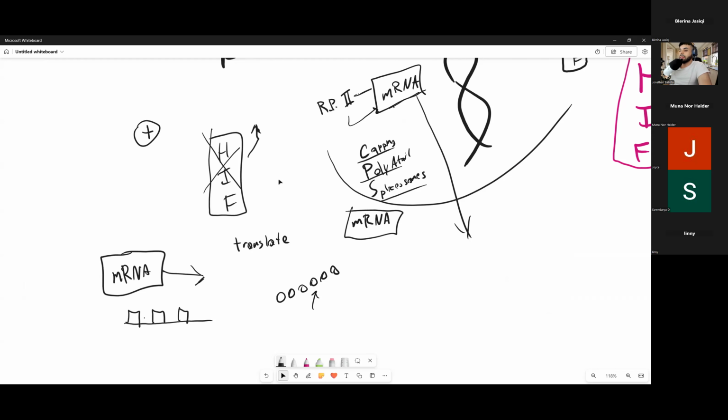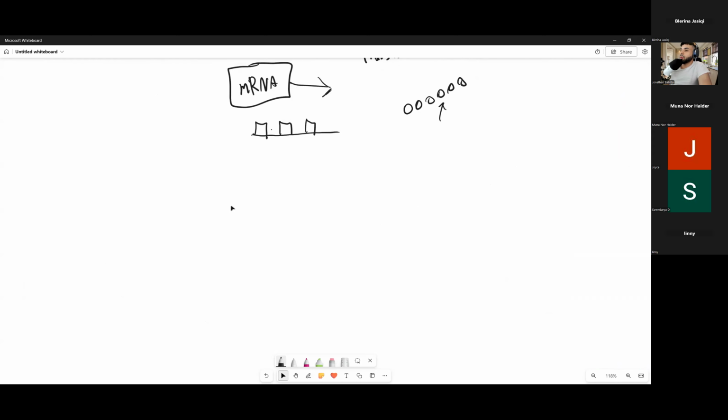And how does it do this? Now this is different. This is not transcription anymore. Now we call this translation. Translation, guys. Translation is when mRNA meets up with the ribosomal subunits that are found in the cytoplasm.